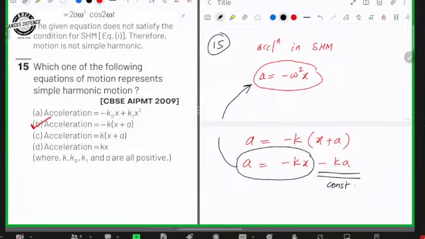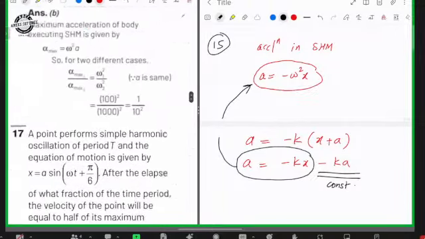You may say option number A is also matching, but A contains an x square term, and there is no x square term in SHM. Therefore, option number A is wrong. Option number C is positive, wrong. Option D is also positive, wrong. So only option number B matches with the standard form. Therefore, option B represents the simple harmonic motion.